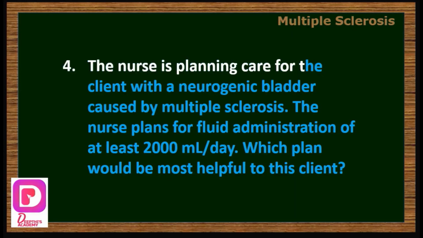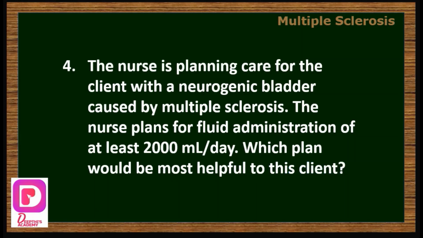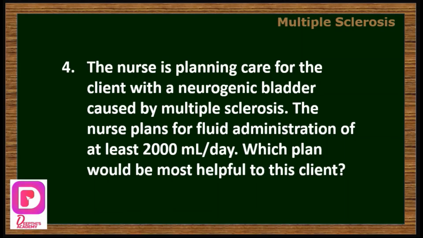Question number 4. The nurse is planning care for the client with a neurogenic bladder caused by multiple sclerosis. The nurse plans for the fluid administration of at least 2000 ml per day. Which plan would be the most helpful to the client? Here, the nurse has to plan properly by dividing the total fluid intake in a day to help the client to overcome the effect caused by neurogenic bladder.